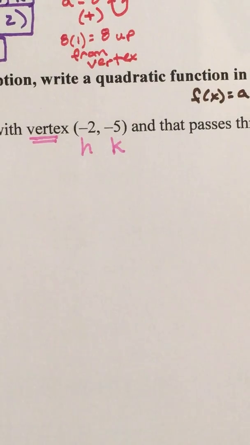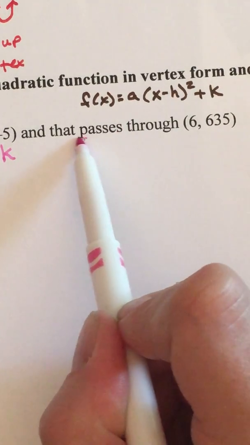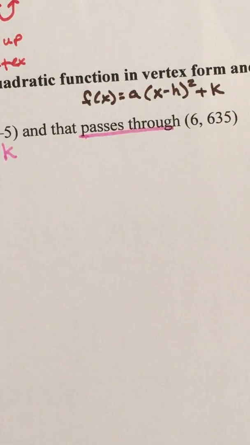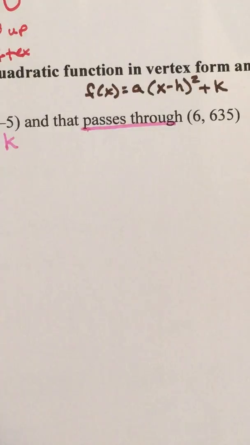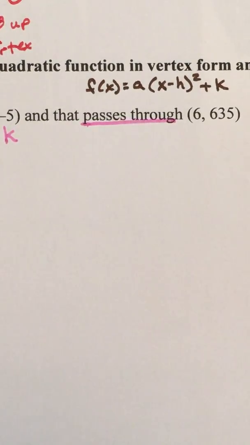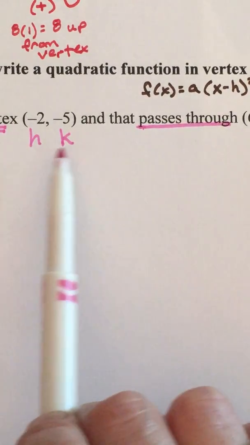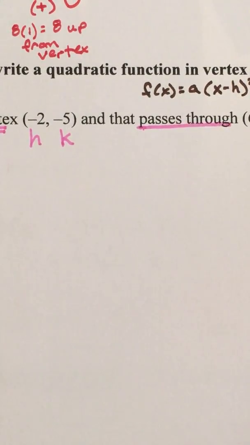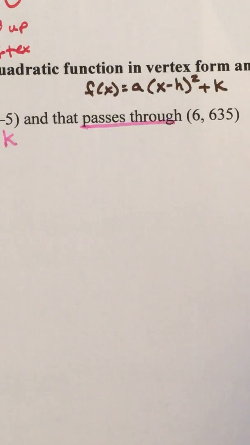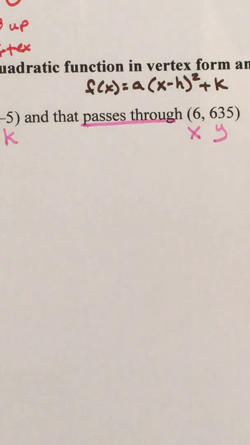The second thing that they gave us is a random coordinate point that the curve passes through. Well, up until your lessons with quadratic functions, you said that all coordinate points were x and y. And now we have this new coordinate point that's h and k. Well, that's only for the vertex when you get an h and a k. So all other coordinate points, x and y.